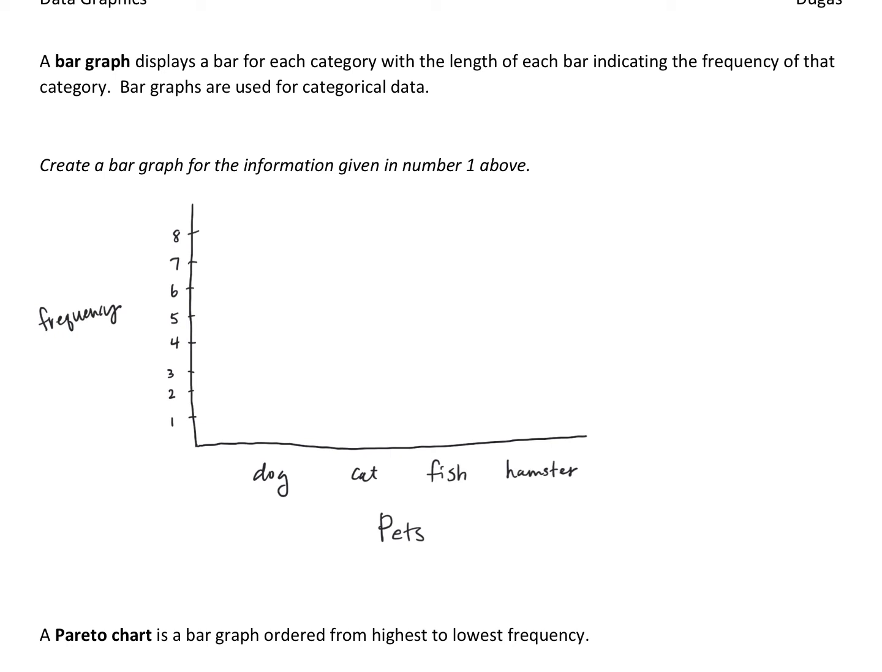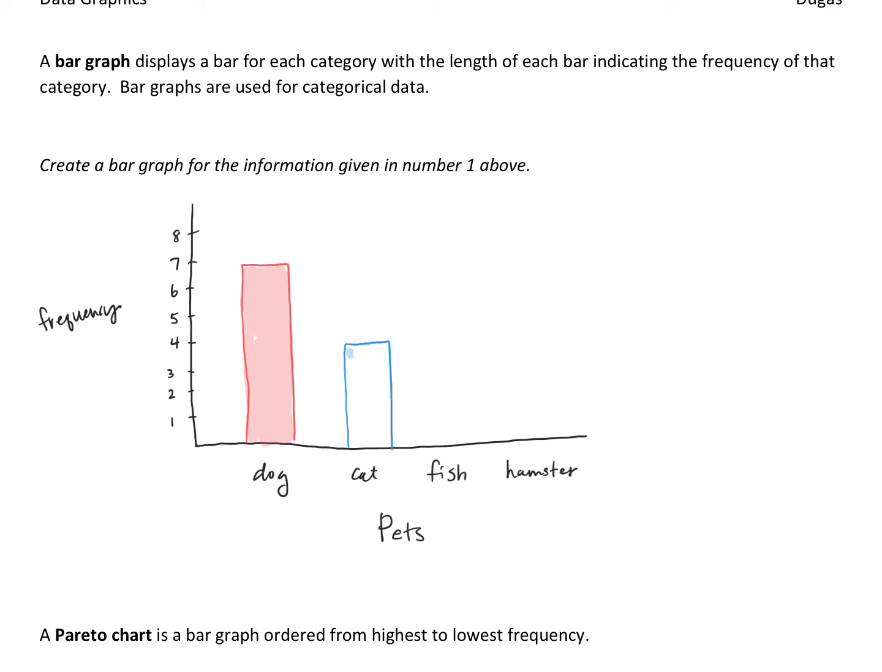So doing it like this, we've got dogs. There are 7 dogs. So I'm going to have a bar for dog that goes up to 7. So here's my bar for dog. Okay, now I'll do something similar for cat. For cat, there were 4, so my bar is going to go up to 4, and then I will color that in.